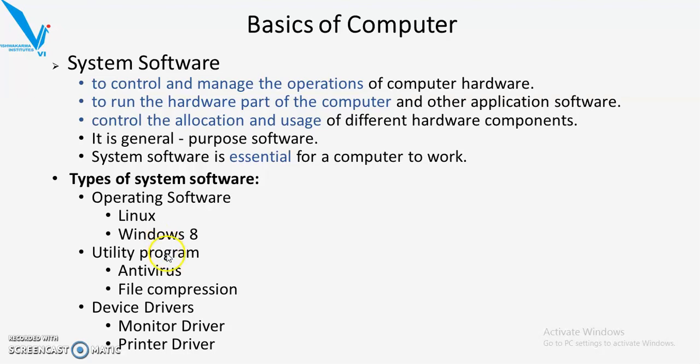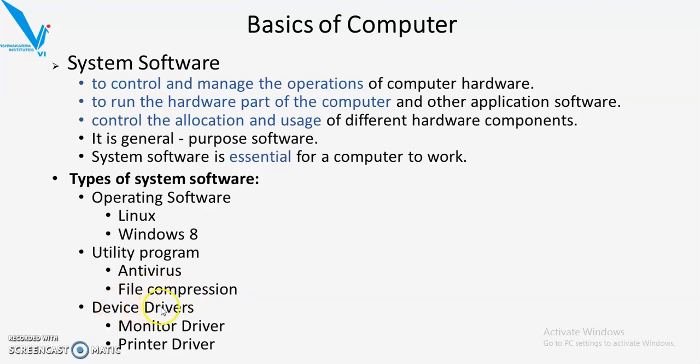Next type is utility program. A program that performs a specific task related to the management of computer functions, resources or files as password protection, memory management, virus protection and file compression. Examples of utility program is antivirus, file compression. In antivirus, you can consider the Norton Quick-Heal antivirus. In file compression, you can consider WinZip, WinRAR, 7-Zip to compress the file.